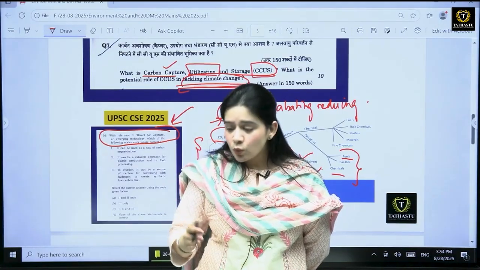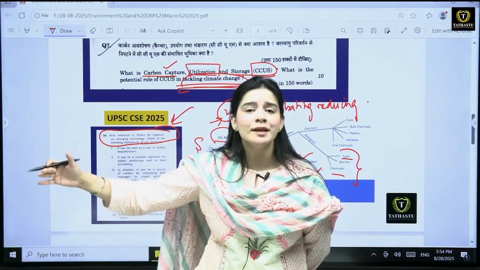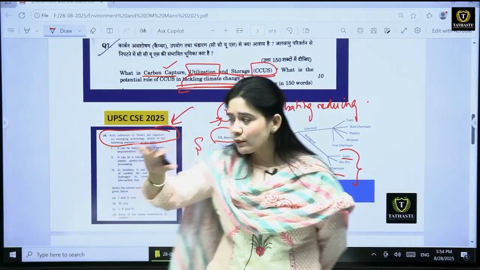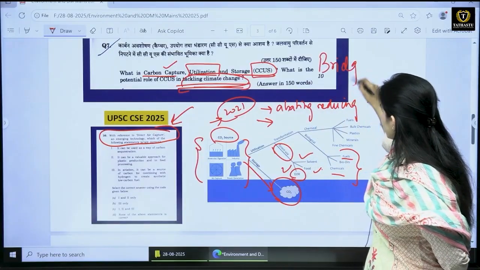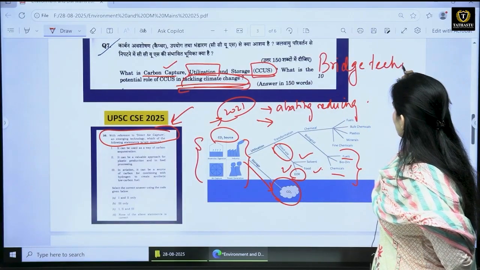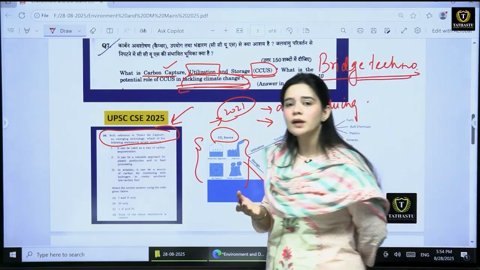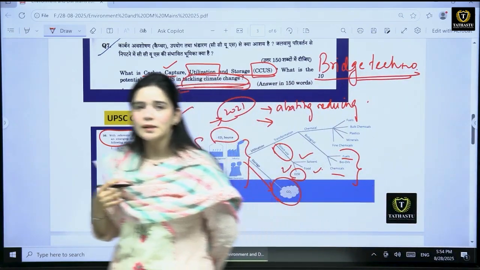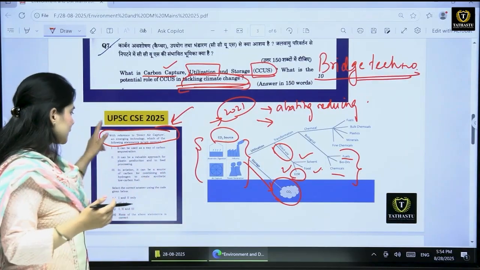Okay, it will work complementary or hand in hand simultaneously with the other initiatives that are going. So it will act as a bridge technology for India to achieve its net zero targets. Okay, so that is about carbon capture and utilization technique. And this was the question.